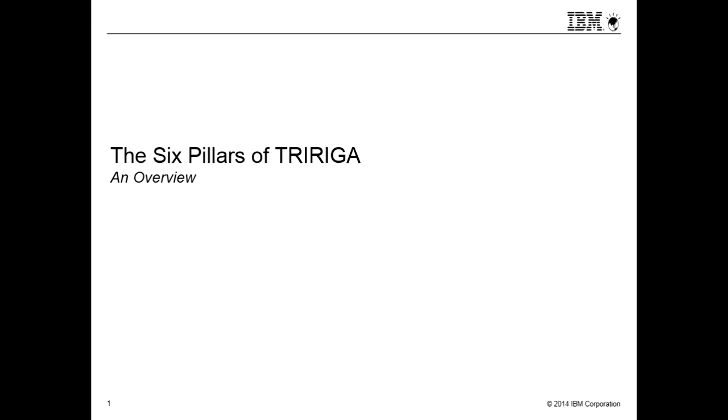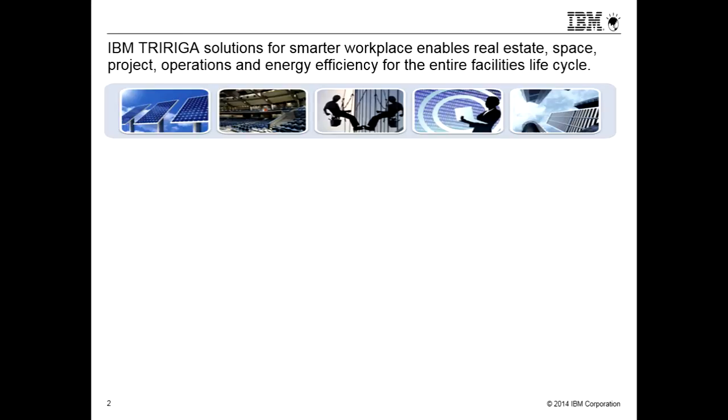Welcome to an overview of the 6 pillars of TRIRIGA. TRIRIGA is an integrated workplace management system. It covers the full life cycle of facilities, from the time you're even thinking about acquiring or building a facility until you dispose of it.